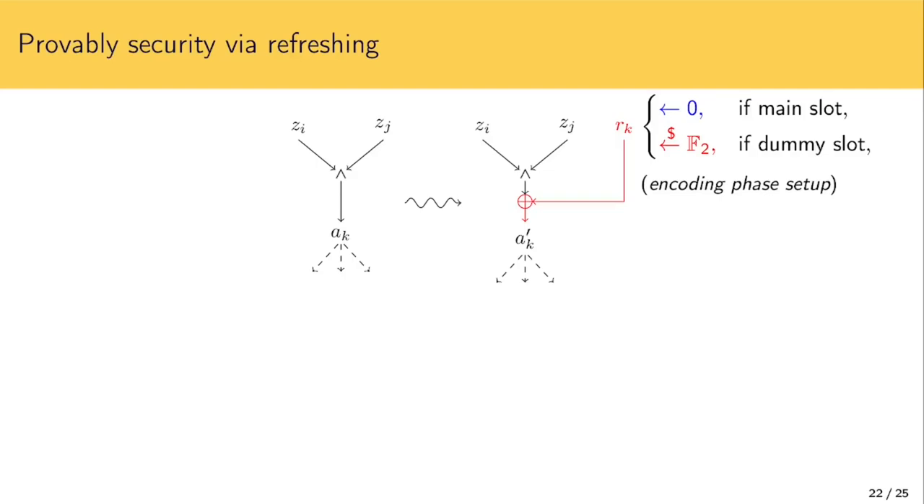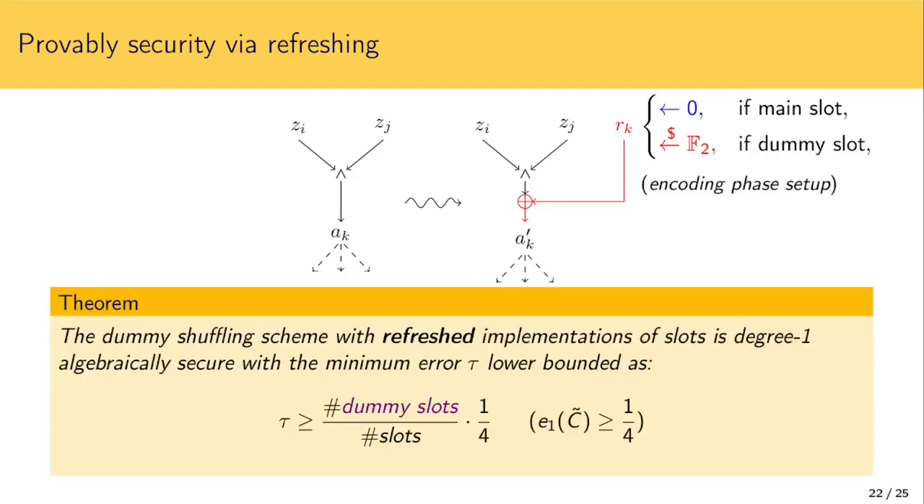Note that this is not a security problem, since the large number of zeros cannot be detected algebraically by a low-degree function, with a negligible error. And we have the following theorem. The dummy shuffling scheme is secure against degree 1 attacks with the error lower bound of almost 1 over 4. And we can get as close to 1 over 4 as we want by increasing the number of dummy slots. The theorem follows from the previous theorem and the fact that the refresh circuits have this special parameter E1 lower bounded by 1 over 4.